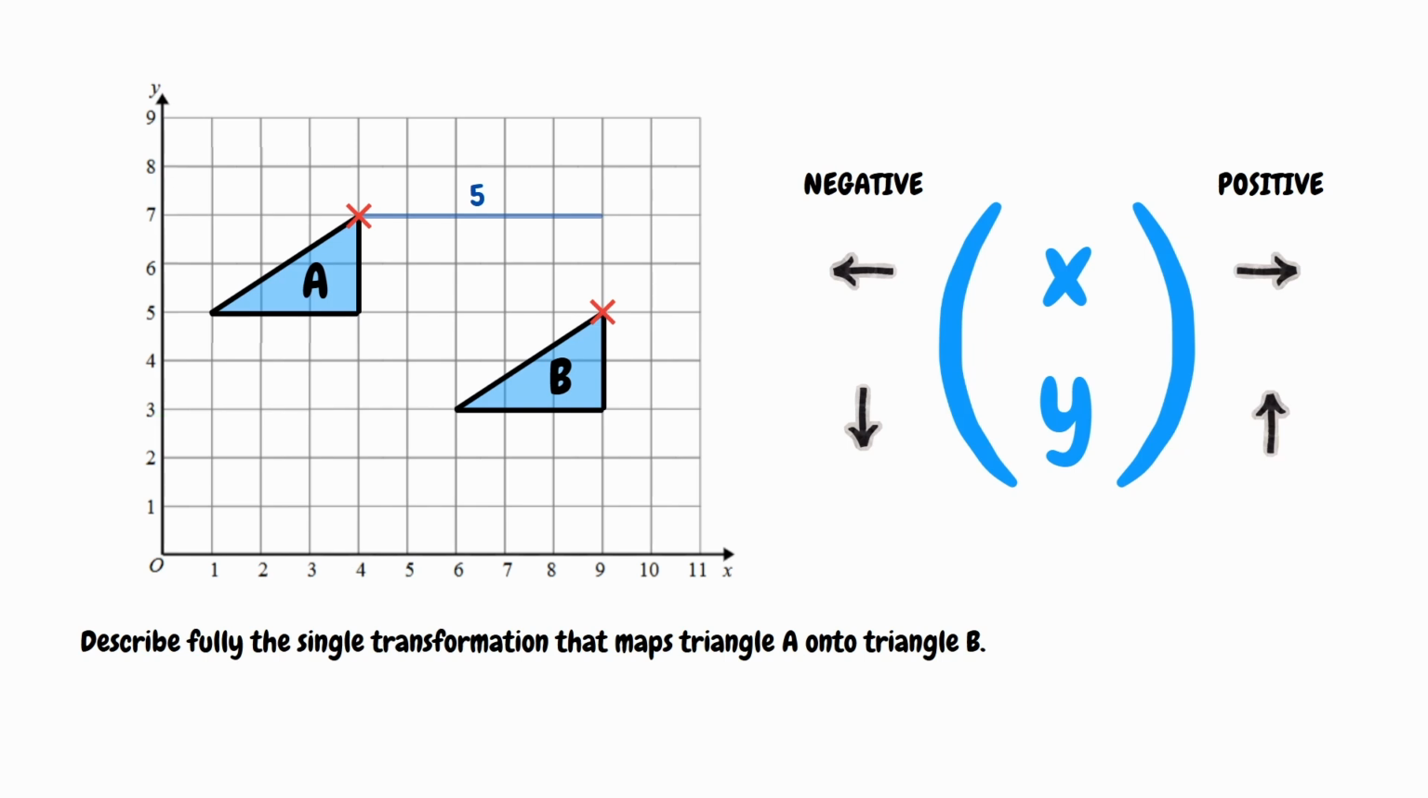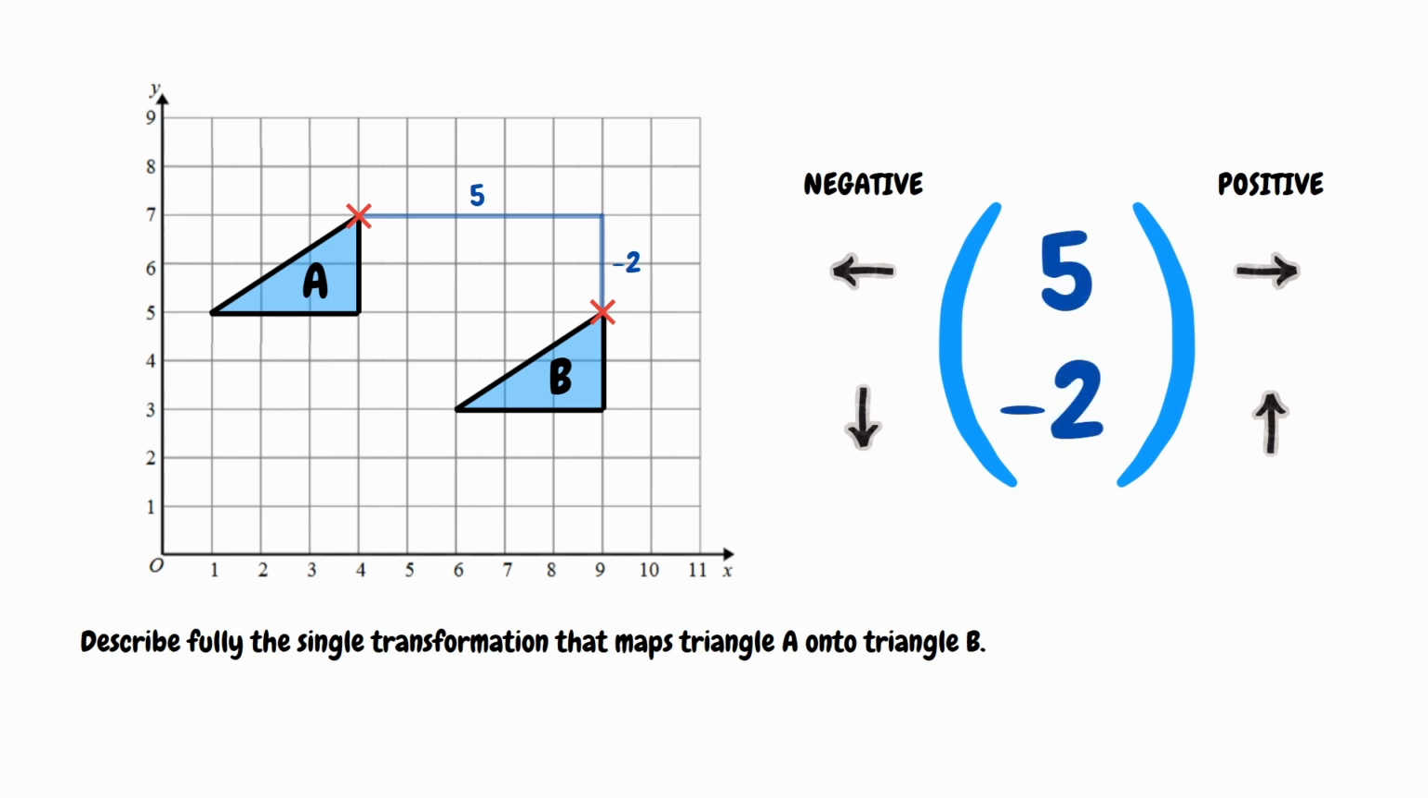So now where do we go? Well, if we look at the y-axis, we're currently at 7. And the point we need to finish on has a y-coordinate of 5. So from this point, we need to move down by 2. And again, because we're moving down, this value is going to be negative. So again, the translation from A to B moves us 5 to the right and then down by 2. So our vector would simply be 5, negative 2.